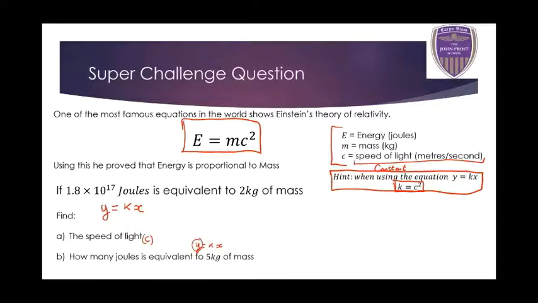So if you're using the formula y equals k of x, for this one, you're trying to find what y is. In physics, you may be aware that you normally have to worry about units. You don't have to worry about any of the units at all. All you have to do is play with the numbers. Whatever number you get at the end, if it's the E energy, you put joules on it. If it's m for mass, you put kilograms at the end of it. And if it's c, it will be in meters per second. So you don't have to worry about changing or converting these units at all. Whatever number you get at the end, put the units on the end and job done. So pause the video and have a go at this super challenge question.